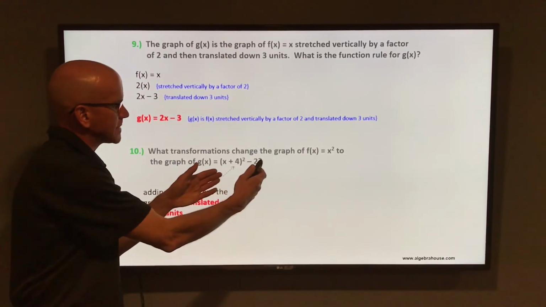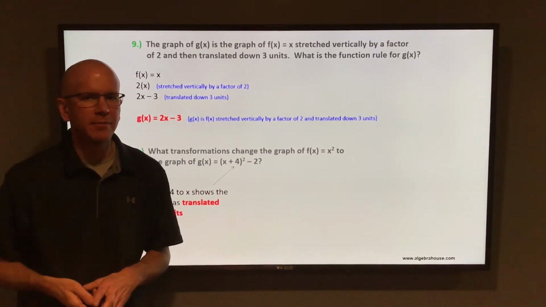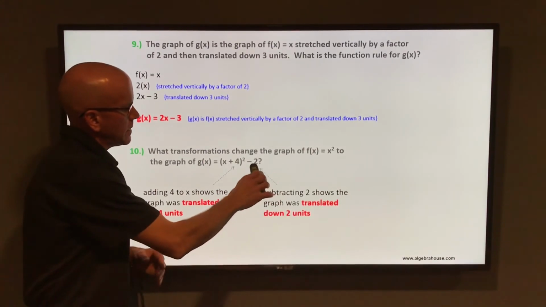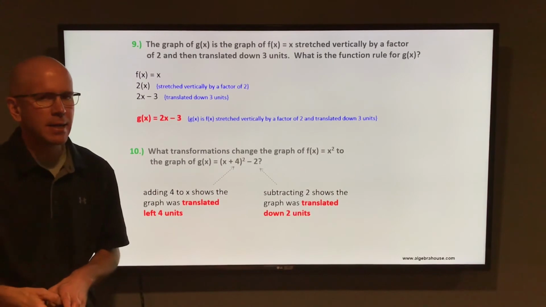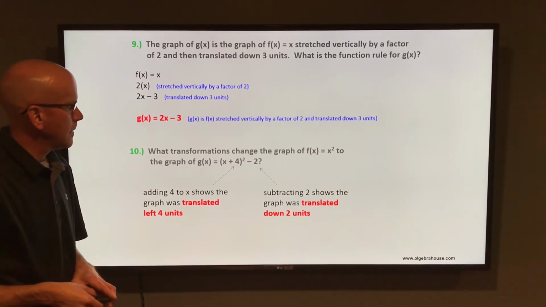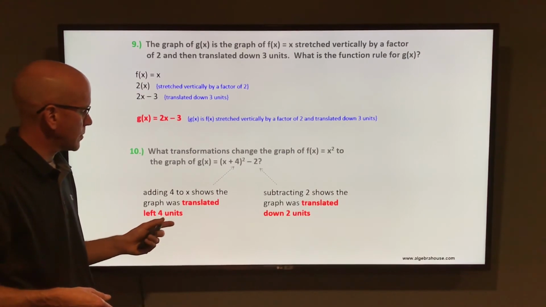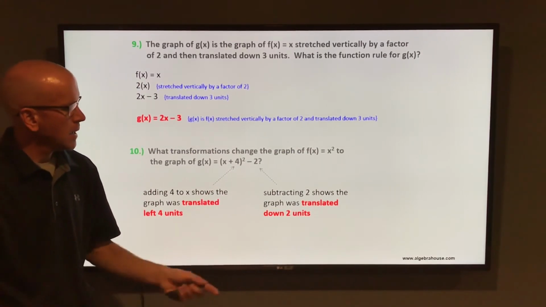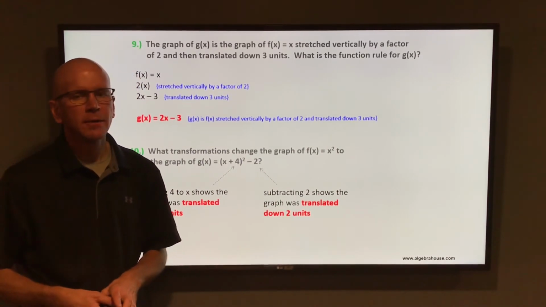The value of y is the whole right side. So imagine taking a point, you subtract 2 from its y value, it's going to shift down 2 units. So that negative 2 there, that subtracting 2, indicates a shift or a translation down 2 units. So the two transformations that took place are, it translated left 4 units because you added 4 onto the value of x, and it shifted or translated down 2 units because you subtracted 2 from the value of y.